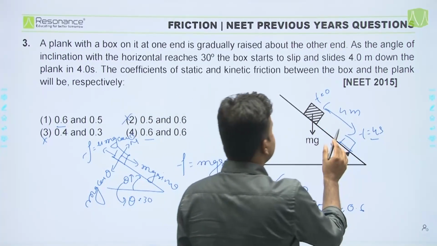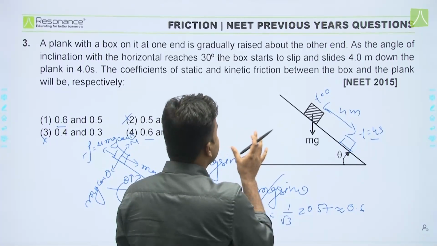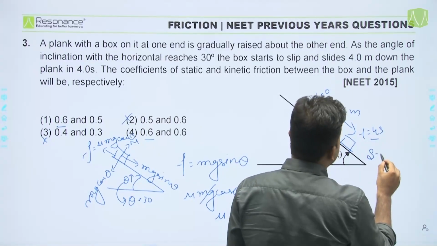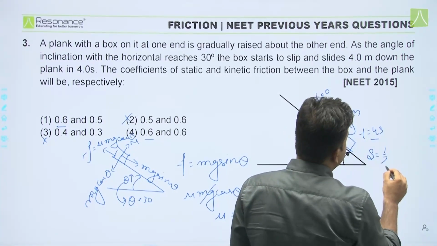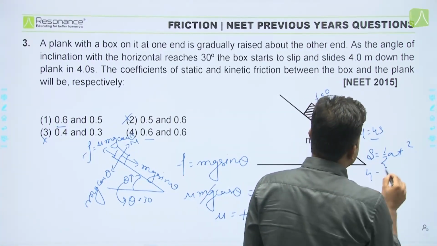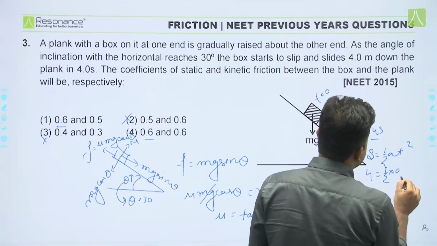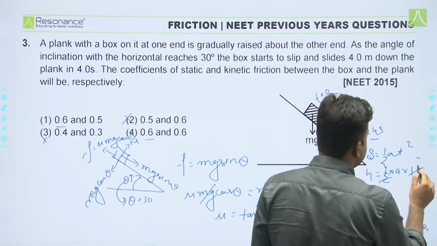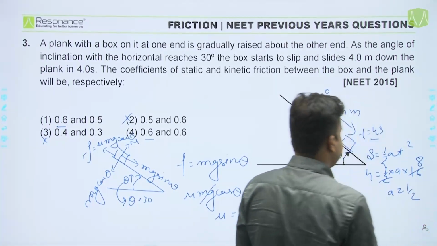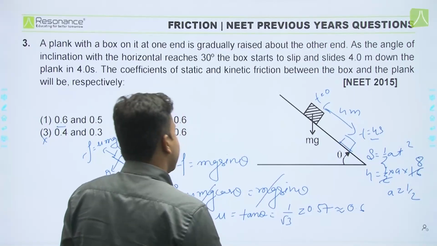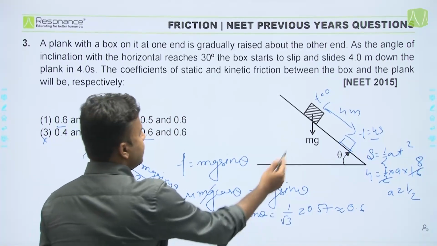So here, first we have to calculate the acceleration of the block. We can easily calculate acceleration using which formula? S equal to, initially it is at rest, so we can write half a t square. S is 4, 1 by 2, acceleration we have to calculate, time is 4, 4 fours are 16, it's 8, so acceleration is equal to 1 by 2. Now you got the acceleration, now we have to calculate the kinetic friction. We can easily calculate it now because we have the acceleration.